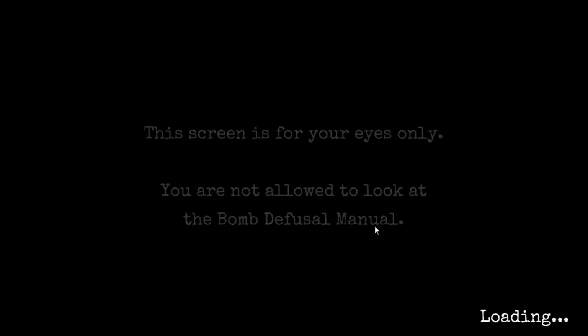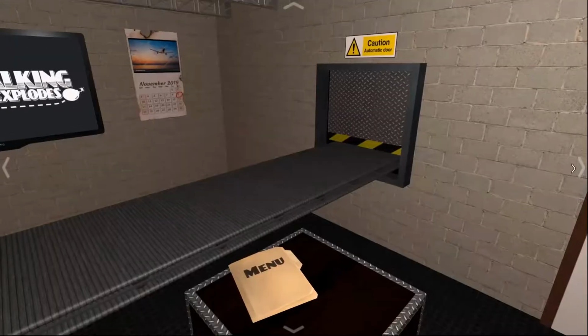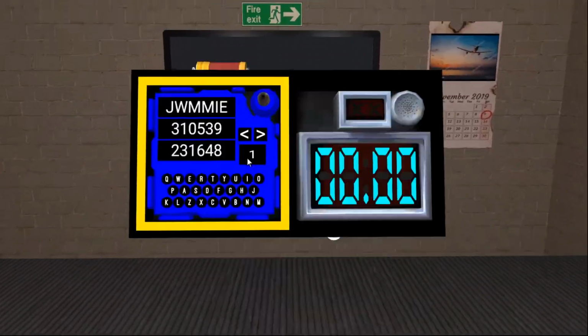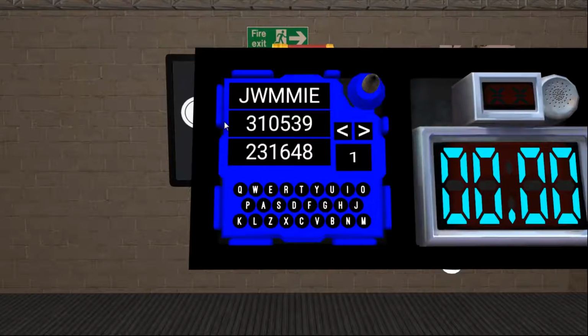Blue Cipher is the easiest of all the Cipher modules, so just keep that in mind if you ever want to advance to White Cipher or something like that. Alright.